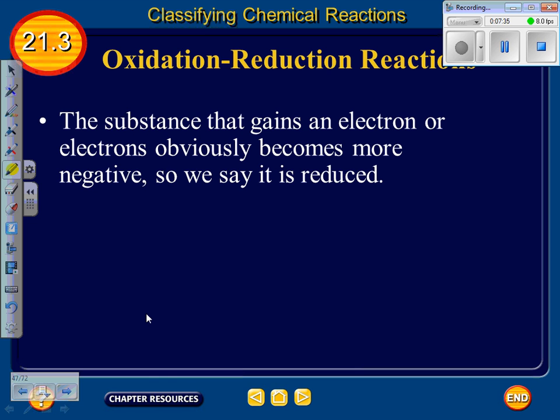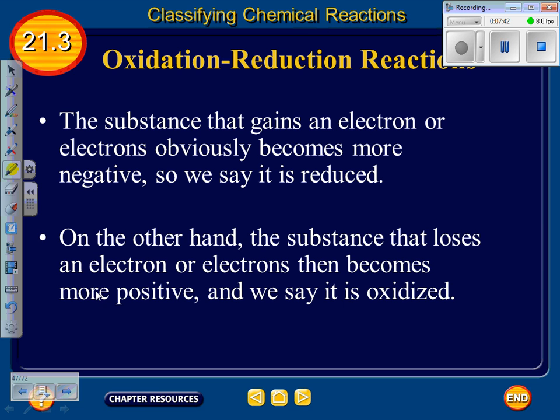A substance that gains an electron or electrons obviously becomes more negative, so we say it's reduced. On the other hand, a substance that loses an electron or electrons becomes more positive, and we say it's oxidized.